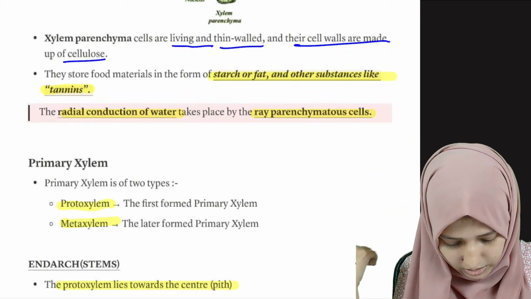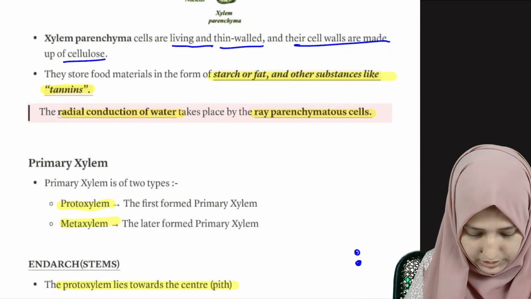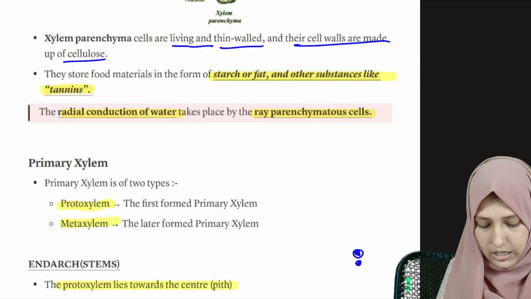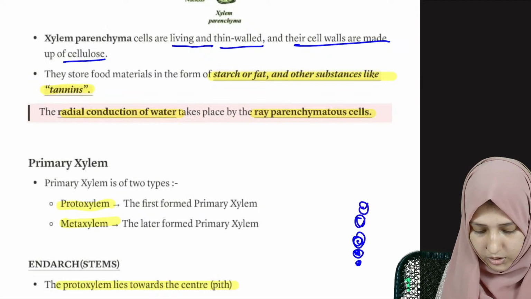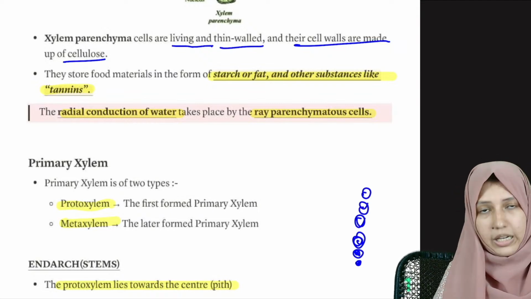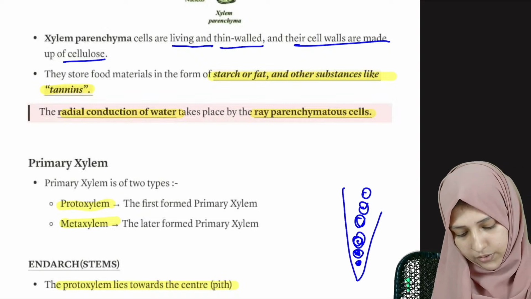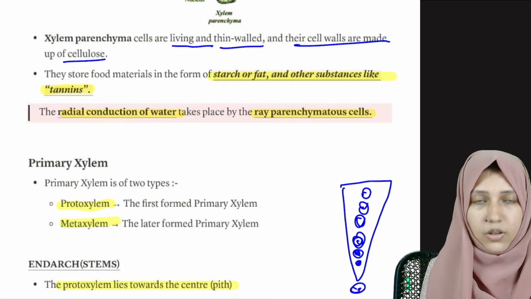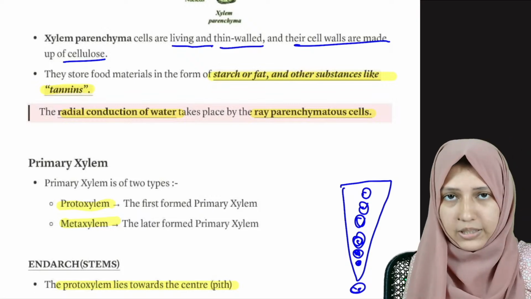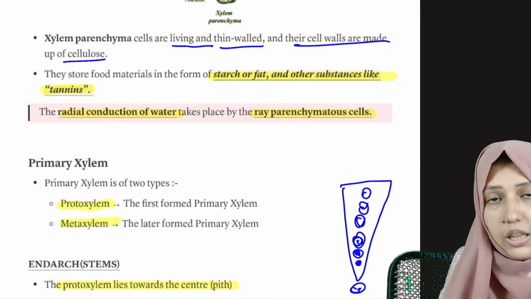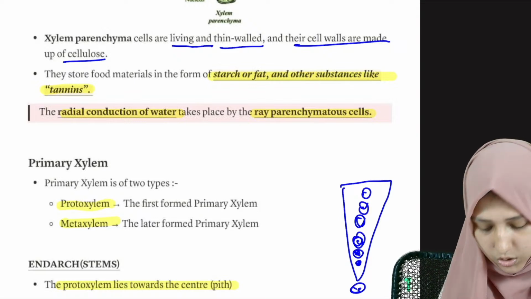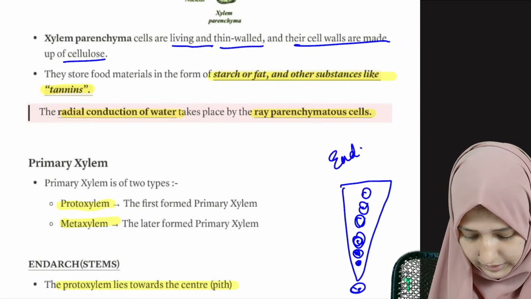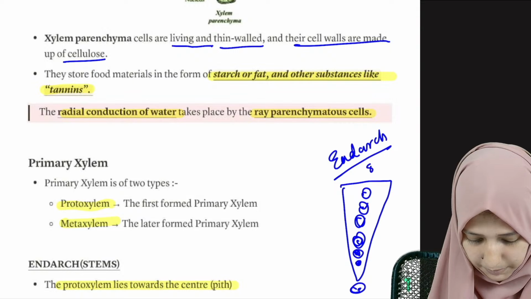Let's see. This is protoxylem, the first formed xylem. This is the later forming xylem. But this first formed xylem is directed towards the pith. This is the pith. So if the first formed xylem is directed towards the pith, then it is known as endarch. So endarch is always seen in stem.